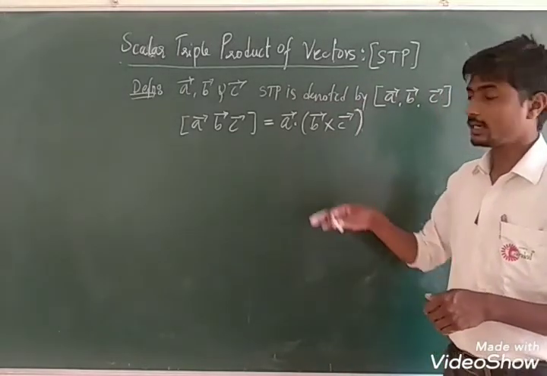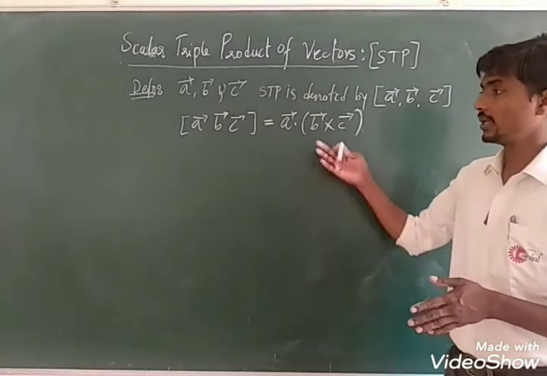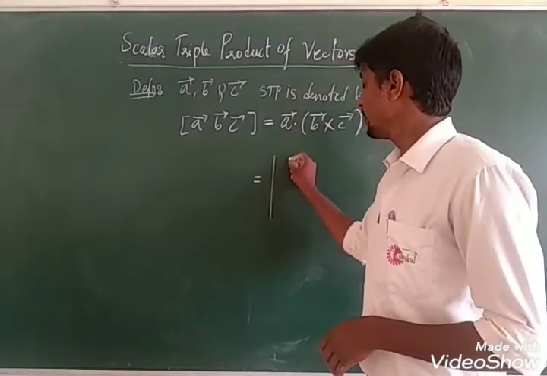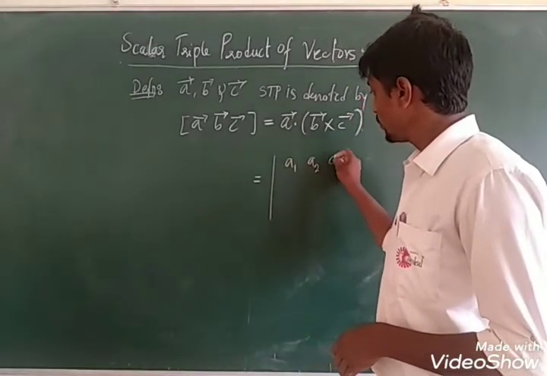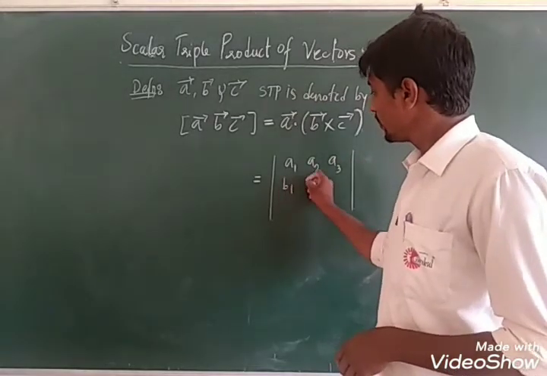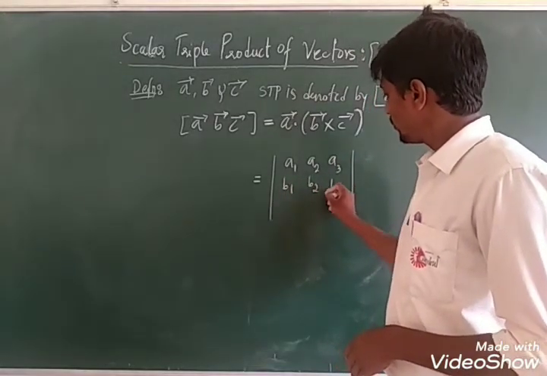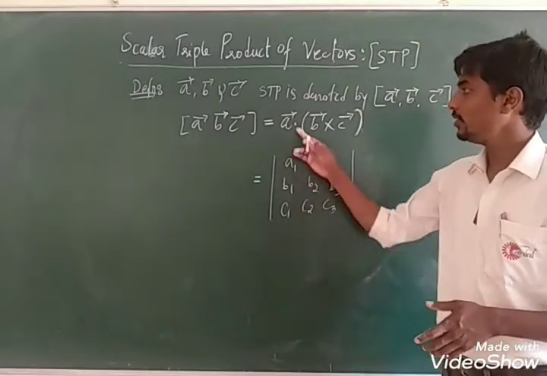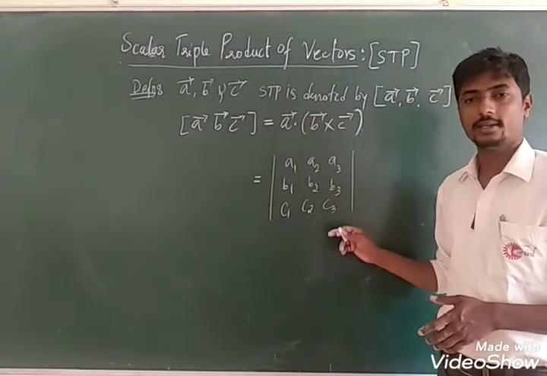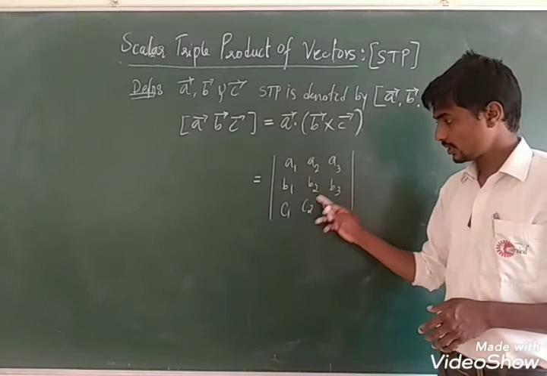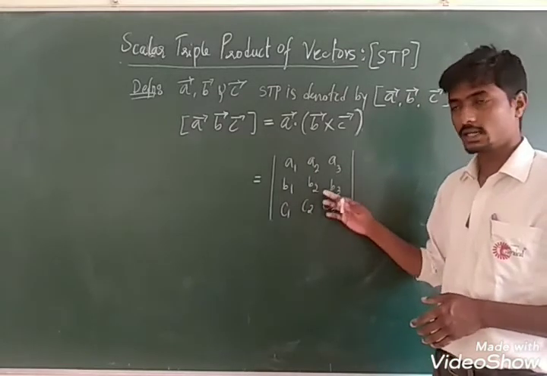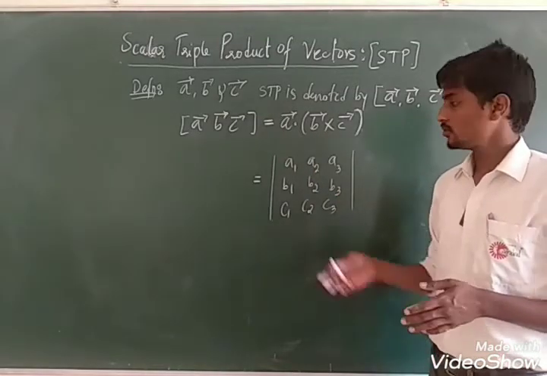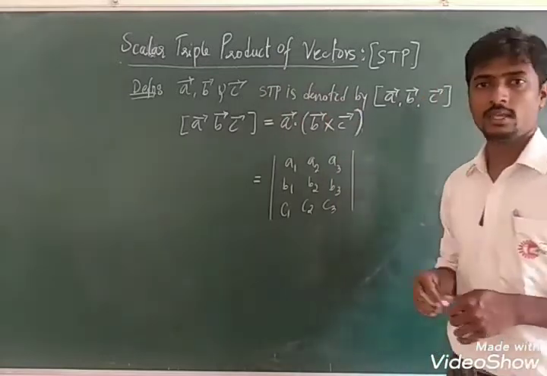I will not waste too much time here. If you write this in vector components, it can be written directly in determinant format: A1, A2, A3, B1, B2, B3, C1, C2, C3. So the determinant value of this is the working rule if the vectors are provided in vector components. So this is the scalar triple product of the vectors.